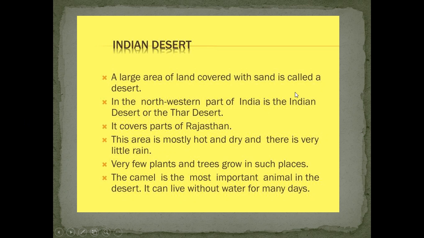A large area of land covered with sand is called a desert. You may ask, what is desert? Desert का मतलब क्या है? Desert means a large area of land covered with only sand. Sand पता है आपको? You know what is sand?